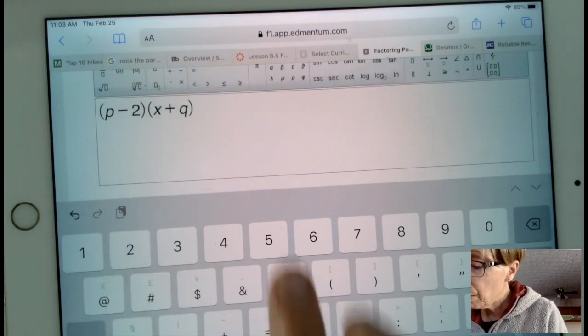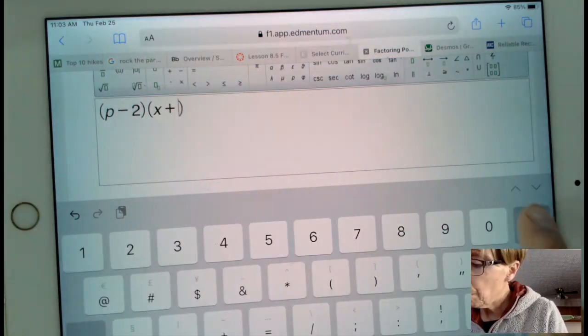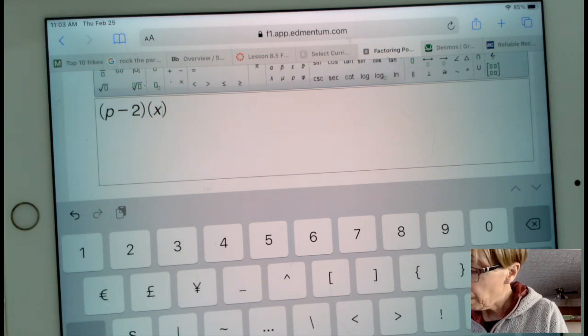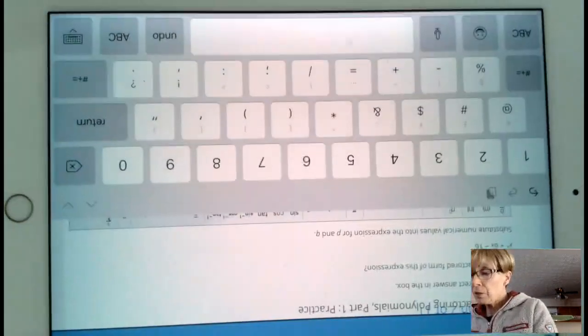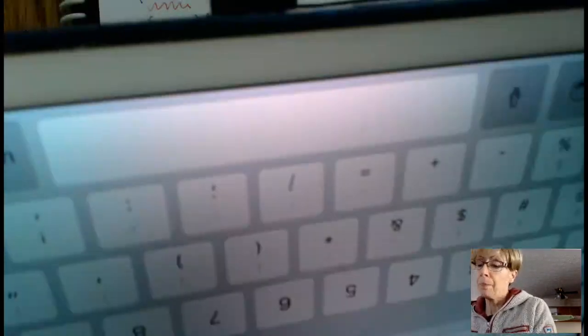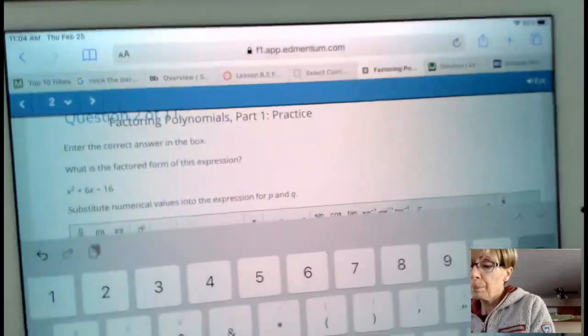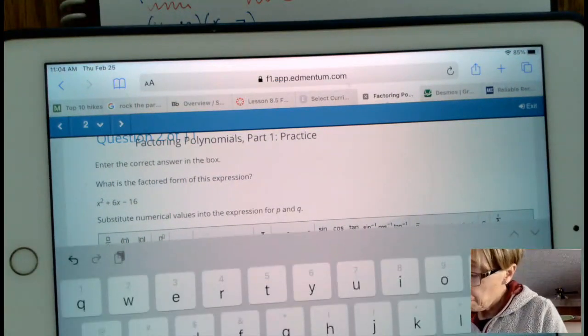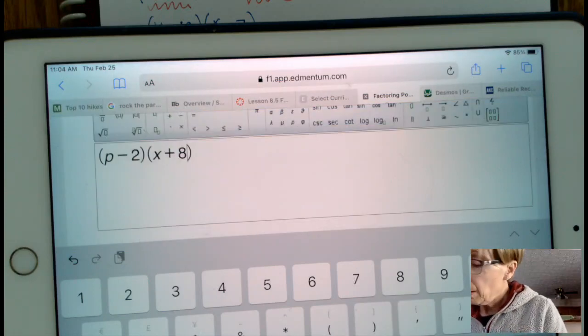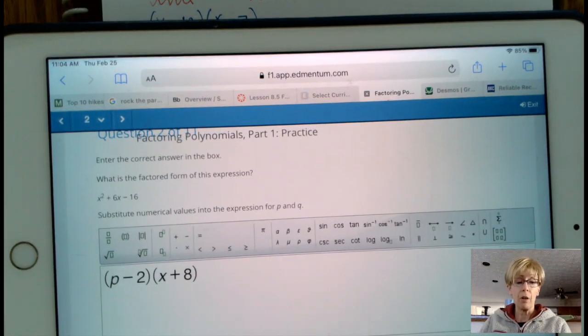Minus 2. And then the Q is going to be actually the plus. And what did I say? I already forgot. Plus 8. I keep doing that. Super annoying. Plus 8. And there is our answer.